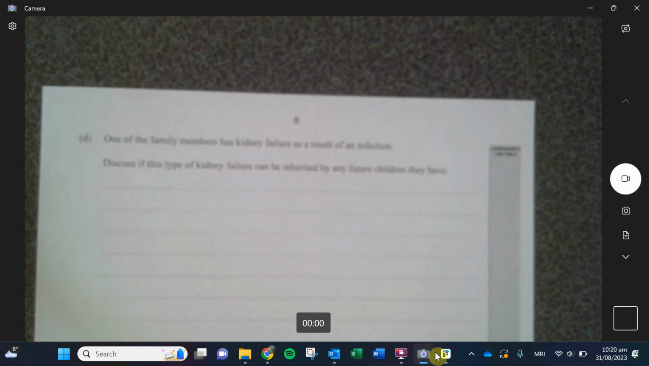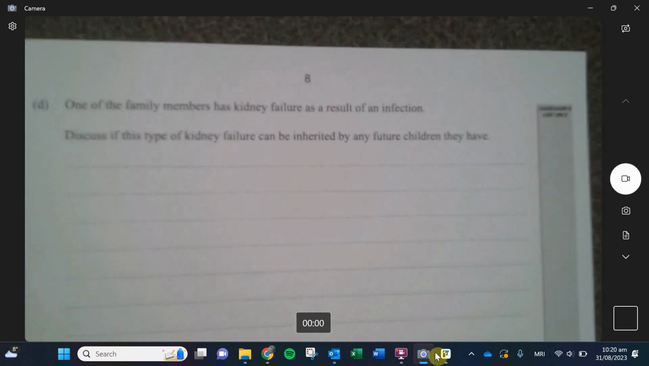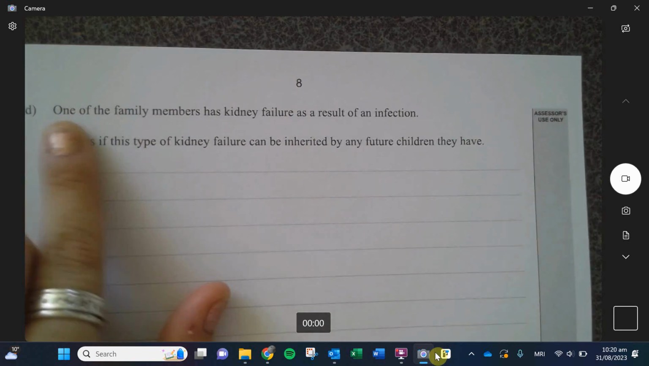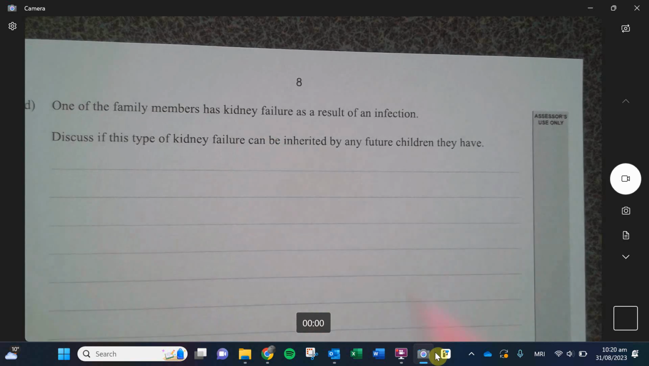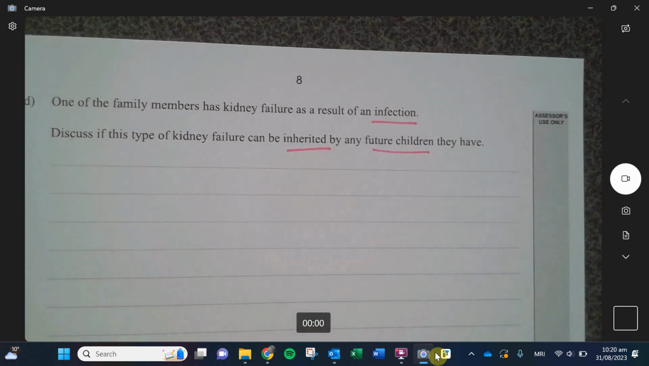Let's look then at our last question, just watching our time. And that is question D. So now we're starting to think about things genetically and environmentally. So there's 2 reasons why we have certain traits. One reason is because of our genetics that we inherit. The second reason is influenced by our environment as well. So one of the members of the family has kidney failure, but this kidney failure is the result of an infection. Discuss if this type of kidney failure can be inherited by the future children.